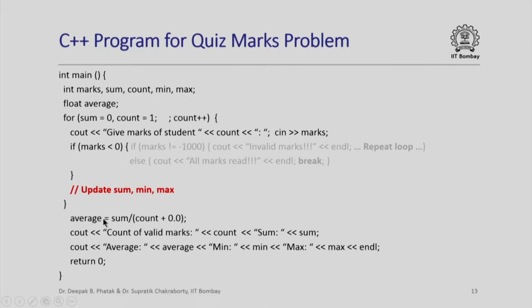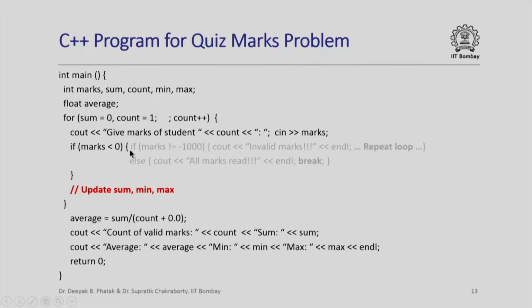Now one thing to note in the computation of this average is that I have divided sum by count plus 0.0. Why did I do that? Sum is of type integer, count is of type integer. If I just said sum divided by count, that entire expression would be of type integer and I would lose the fractional part of the average. Count plus 0.0 is of type float because count is of type integer and 0.0 is a floating point constant. Therefore, this denominator becomes of type float, and now when I divide sum, which is an integer, by this floating point value whose value is the same as that of count, I get a floating point average.